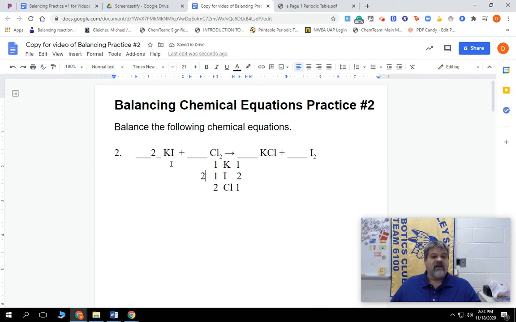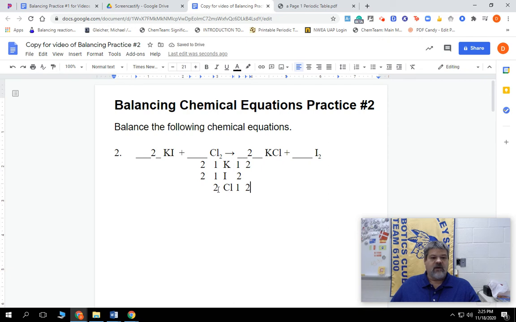And so that's good, but it changes my potassium, so my potassium also has 2. So if I'm going to go over to this side, I'm going to change that number of potassium. I have 1, but I need 2, and I can only change the coefficient, not the subscript. So I'm going to put a 2 right here, which means I need to put a 2 right there, but that also changes my chlorine. Now instead of having 1, I have 2 chlorines, so we're going to put a 2 there.